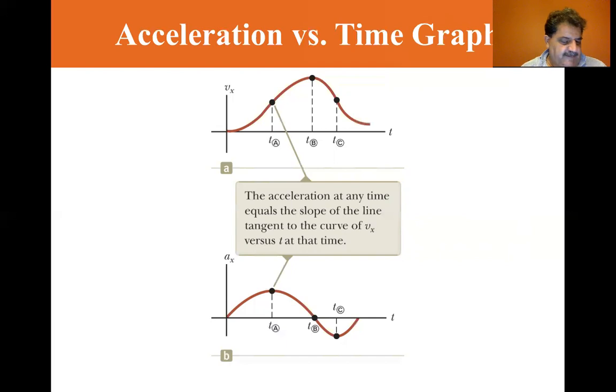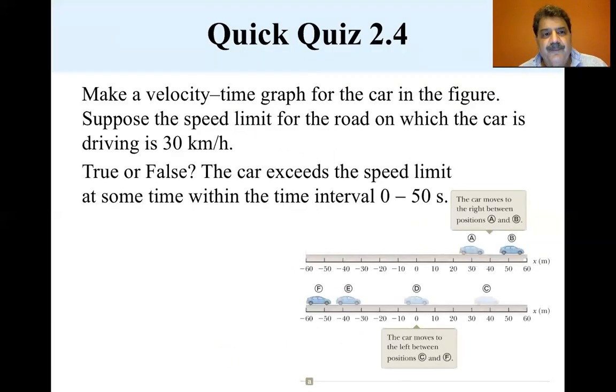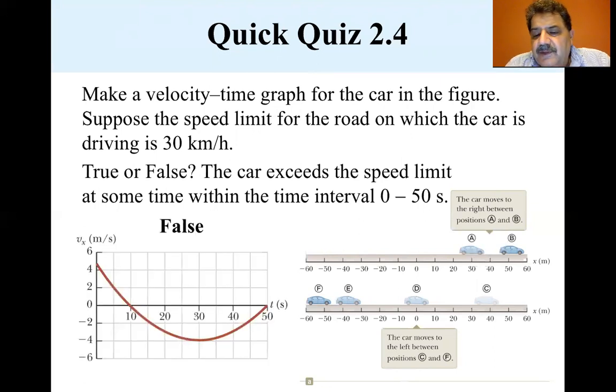It's time for a quick quiz. Make a velocity versus time graph for the car in the figure. Suppose the speed limit for the road on which the car is driving is 30 kilometers per hour. True or false? The car exceeds the speed limit at some time within the interval 0 to 50 seconds. Well, let's see. This vx versus t graph shows that the maximum speed is about 5 meters per second, which is the equivalent of 18 kilometers per hour, which is about 11 miles per hour. So the driver was not speeding.